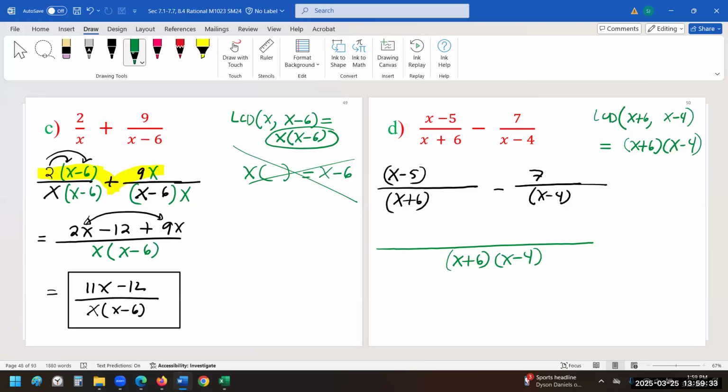So we want the same thing on both denominators. 3 over x plus 6, for the first denominator you multiply by what? X minus 4, both numerator and denominator. And what do you multiply the other side by? X plus 6.